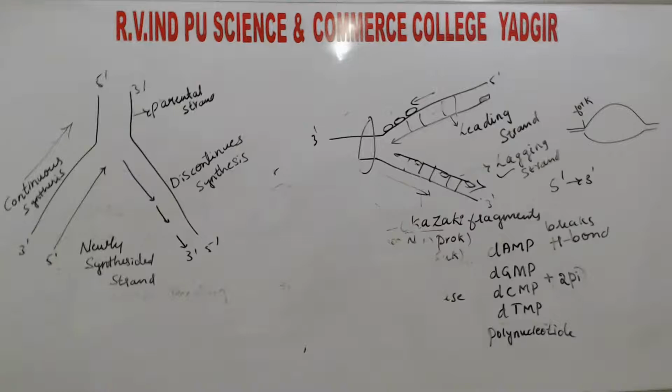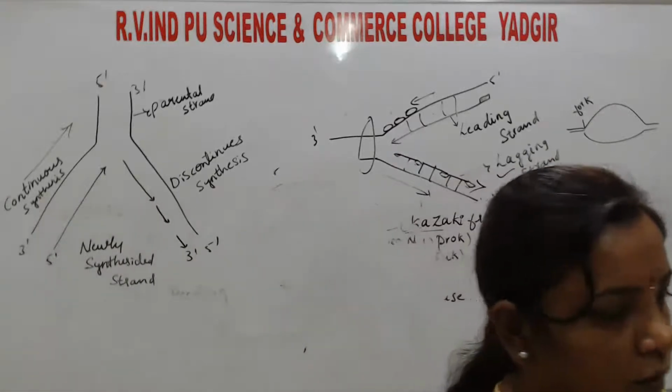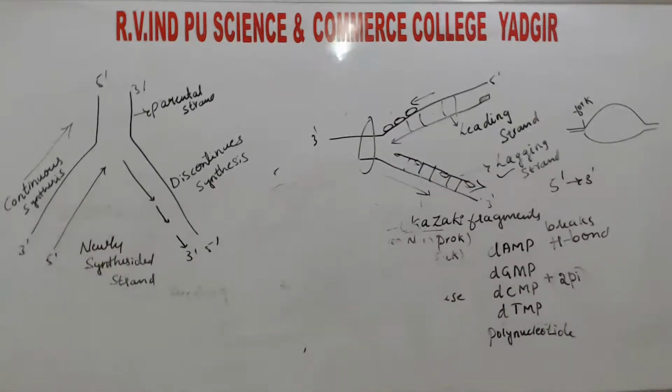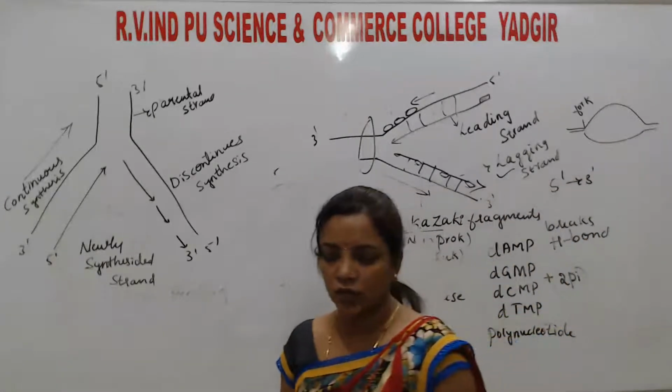Griffith's experiments we have completed, the Hershey-Chase experiment we have also completed. Next we are left with the gene and the genetic code. So please go through what we have studied.